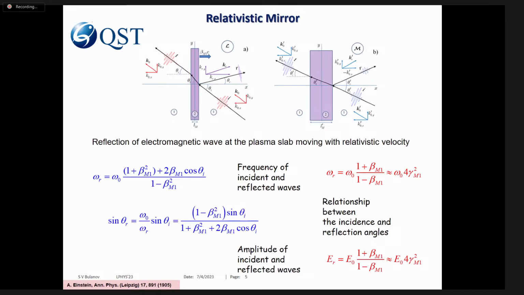a portion of the electromagnetic wave is reflected and a portion is transmitted through, and we can find the change of the frequency of the reflected light, omega r, depending on the velocity of the mirror and the angle of incidence. And it is seen that there is enormous frequency upshifting due to relativistic effects, which is a factor of the order of 4 gamma squared. Gamma is calculated for the velocity of the mirror. The angle of reflection is not equal to the angle of incidence, and the amplitude of the reflected wave also increases by a factor of gamma squared.